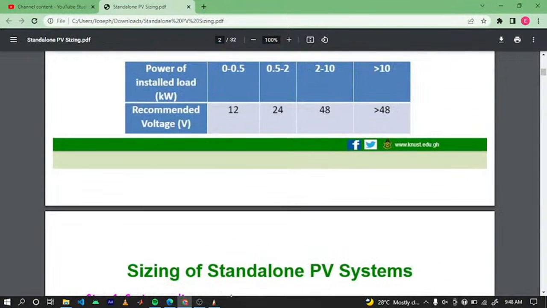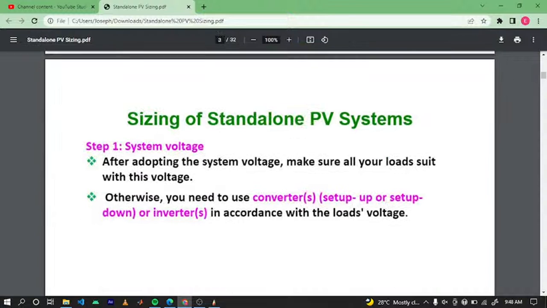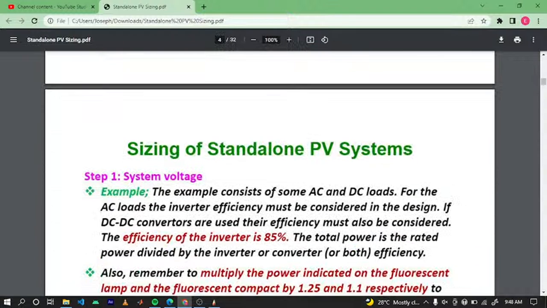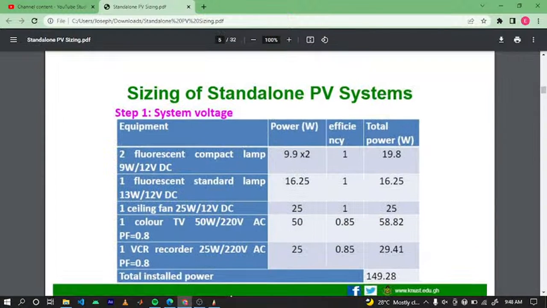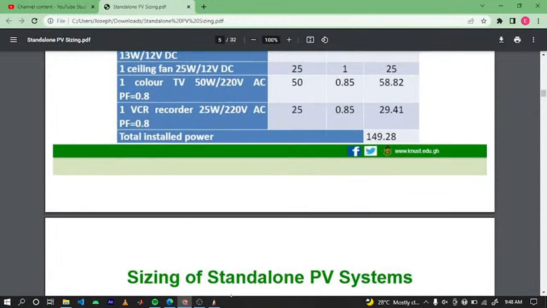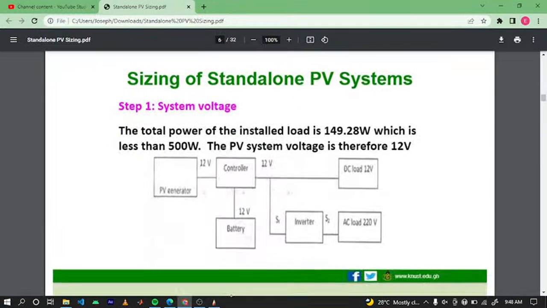If your power is from 0 to 500 watts, use a system voltage of 12 volts; if it's between 500 watts and 2000 watts, use the next range. In this range, you use this. So here, in this particular question, the power was found to be 149, which is between 0 and 500 watts. We are using a system voltage of 12 volts.